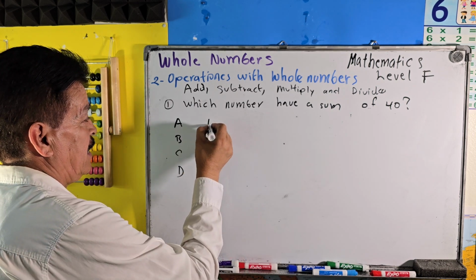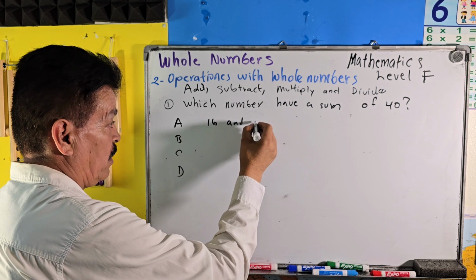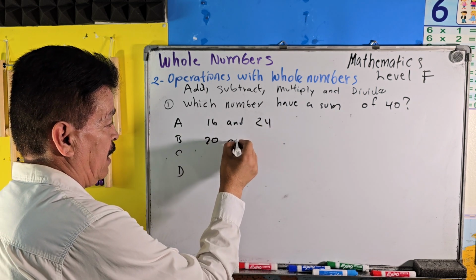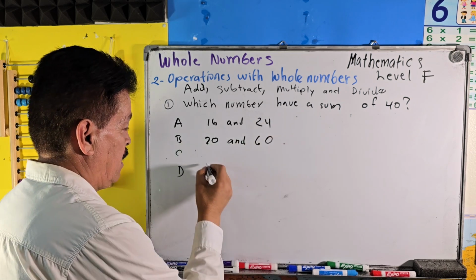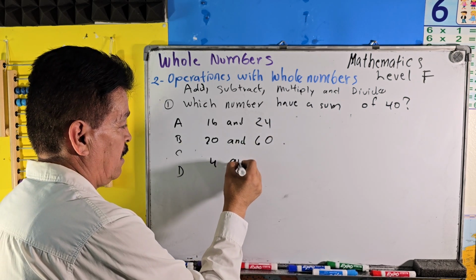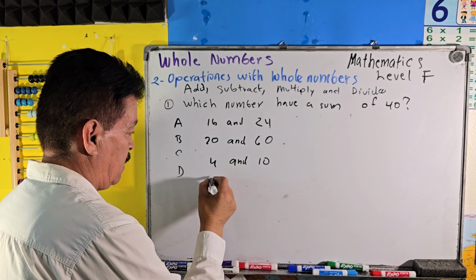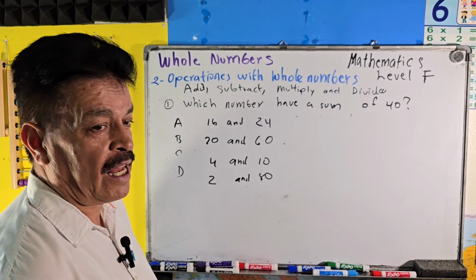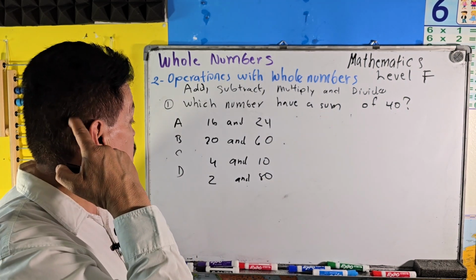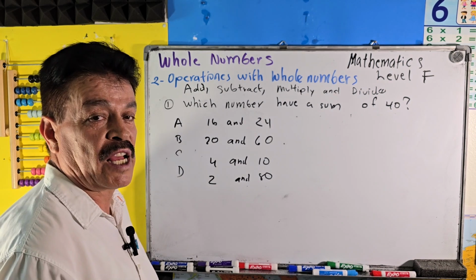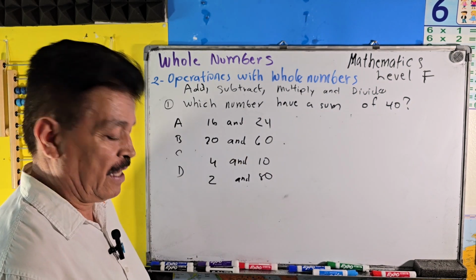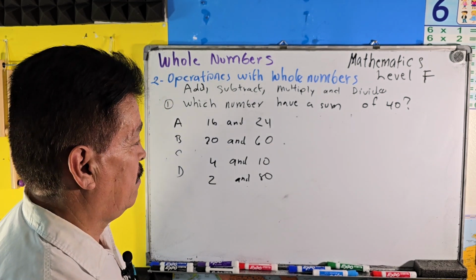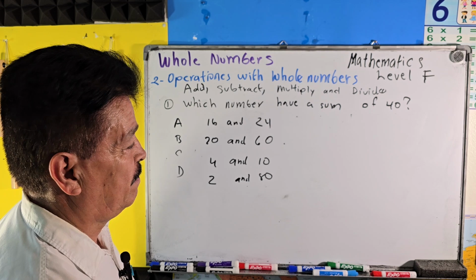So, first one, 16 and 24. Number A. Number B, 20 and 60. The C is 4 and 10. And then this is 2 and 80. So one of these will be the right answer. Two of them are very close to the answer, and two of them are far away from the answer. Okay, so which number have a sum of 40?